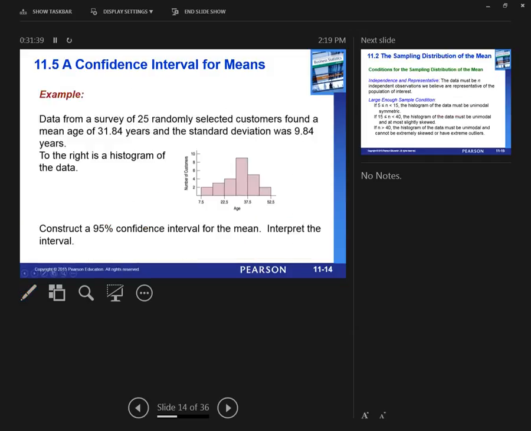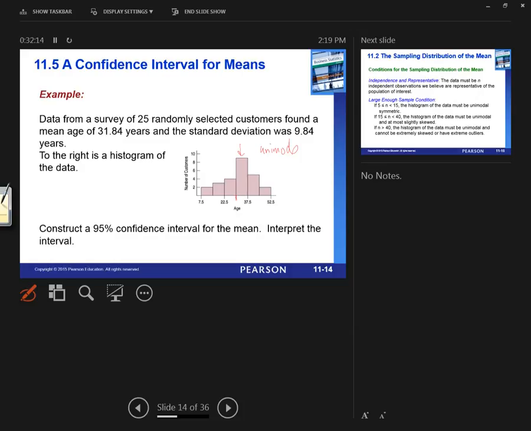Okay, so here I'm restating the example. And now we have a histogram. So we got 25 customers, a mean of 31.84 years, standard deviation of almost 10 years. So here's the histogram. And if I was going to describe this, I would call this unimodal. It's got one mode, this right here.